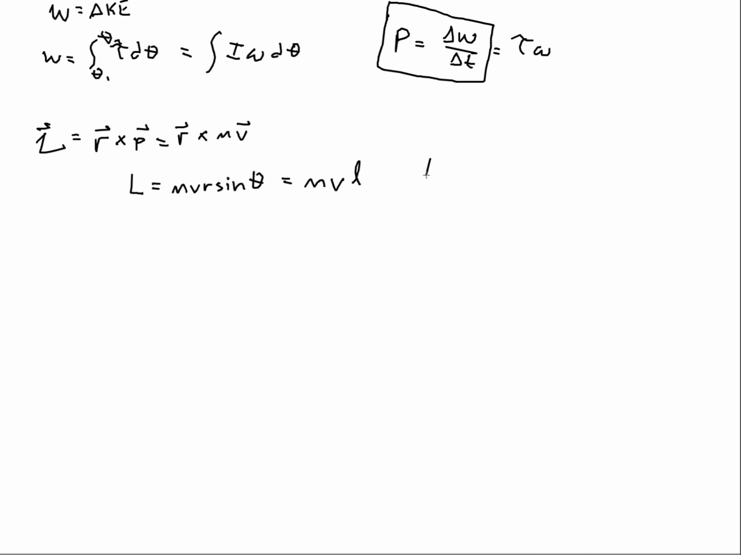And our last definition of angular momentum we said was I omega. Now, another useful definition that we got out of this was that the net torque is the change in angular momentum over the change in time. And so if the sum of my torques is equal to 0, then I have no change in angular momentum, which means I have a constant angular momentum.